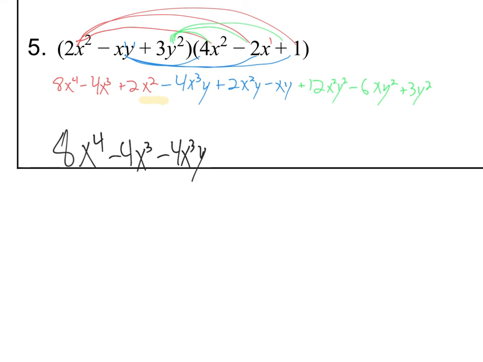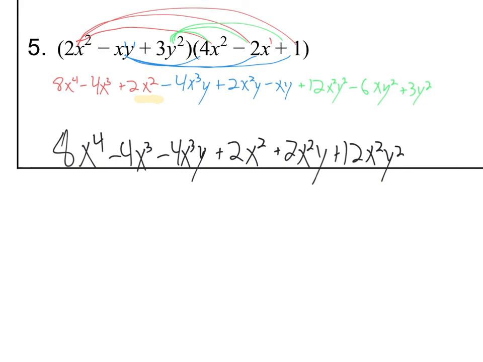So now let's go on to our x squareds. I've got a straight up 2x squared here. I've got a 2x squared y. I've got a 12x squared y squared. Well, it looks like none of those are going to combine. So I'm just going to write those down. 2x squared, 2x squared y, 12x squared y squared. And yes, the argument could be made that this has a higher degree than this one, so they should be rearranged. Right now, we're just kind of focusing on combining like terms.